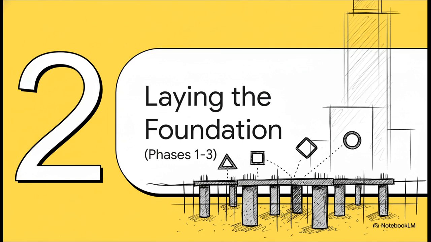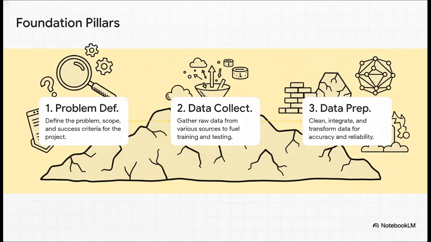Okay, now we get to the groundwork. And seriously, just like a skyscraper's foundation determines how strong it is and how high it can go, these first 3 phases are completely non-negotiable. Get these wrong, and the whole project is doomed. This foundation is built on 3 huge pillars. First, you have to define the exact problem you're trying to solve. Second, you collect your raw materials, which, in this case, is data. And third, you have to prepare all that data for construction. If you get these 3 right, you are building on solid rock.